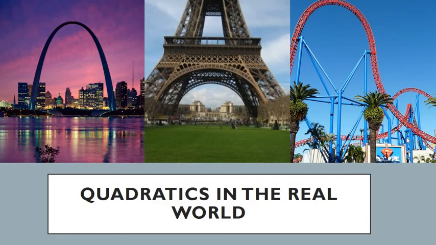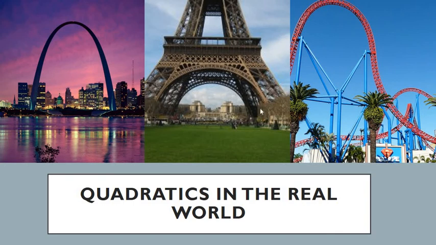We're going to start studying quadratics, and there are quadratics everywhere you look. Just to name some of the famous ones: the arch in St. Louis, Missouri, is a quadratic, and if you remember back from your Integrated Math 1 days, this is a negative parabola. It is facing down. Here is the Eiffel Tower in France.